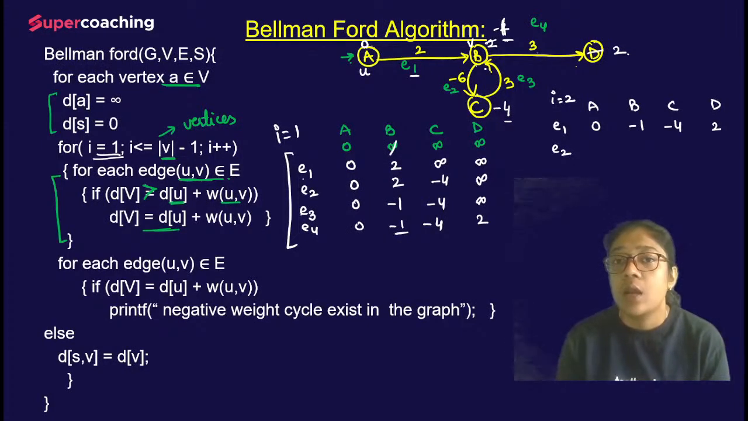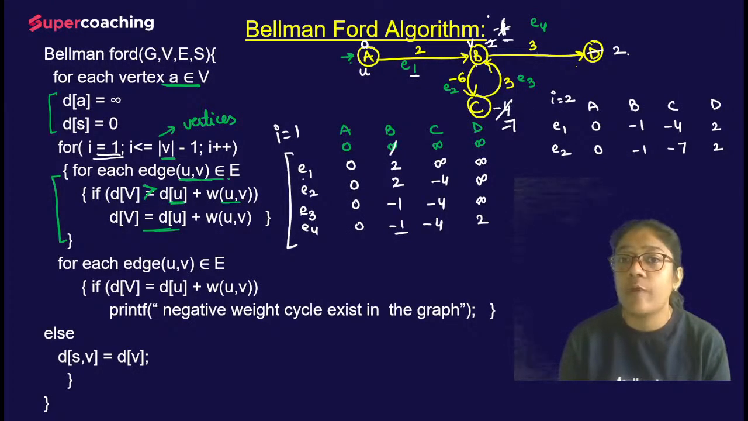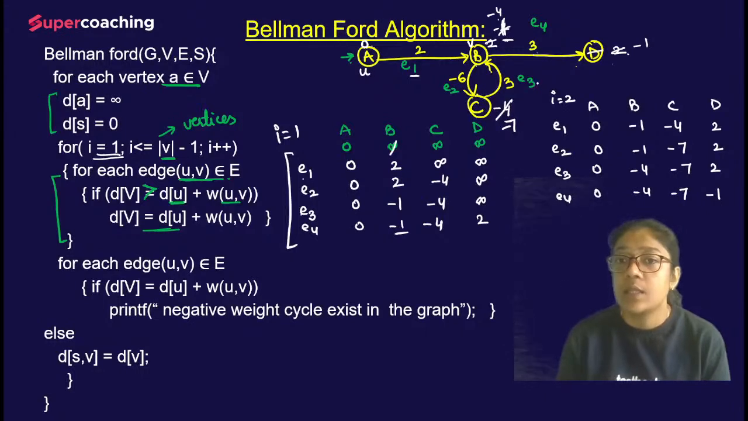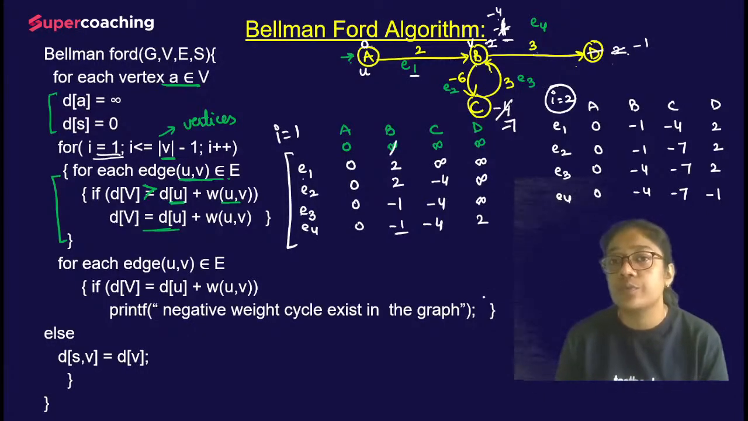E2. Minus 1 plus minus 6, that comes out to be minus 7. बाकी सारी values as it is. This value is now updated to -7. -7 plus 3 is -4. वापस से ये value change हुई. -4, -7, 2 and 0. E4. -4 plus 3, D की value change होगी to -1. -1 is smaller, so this is 0, -4, -7. This is updated for i is equal to 2.